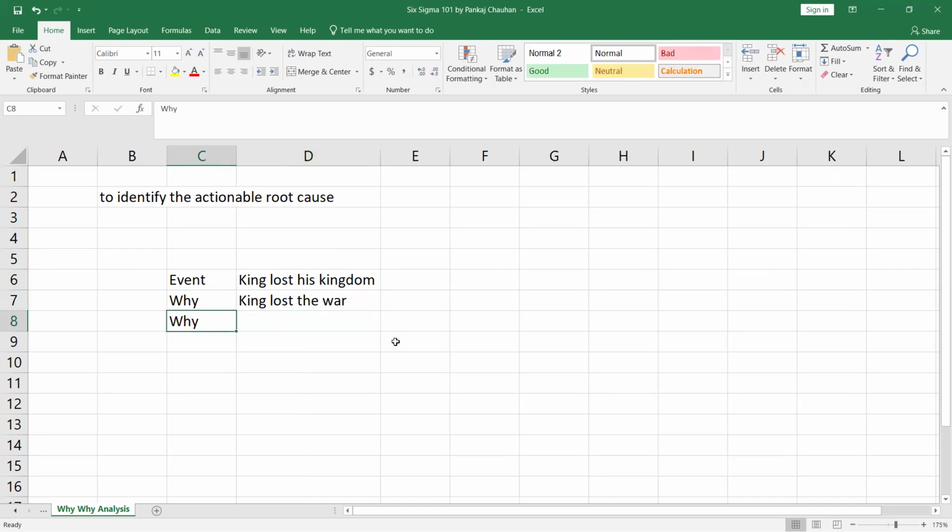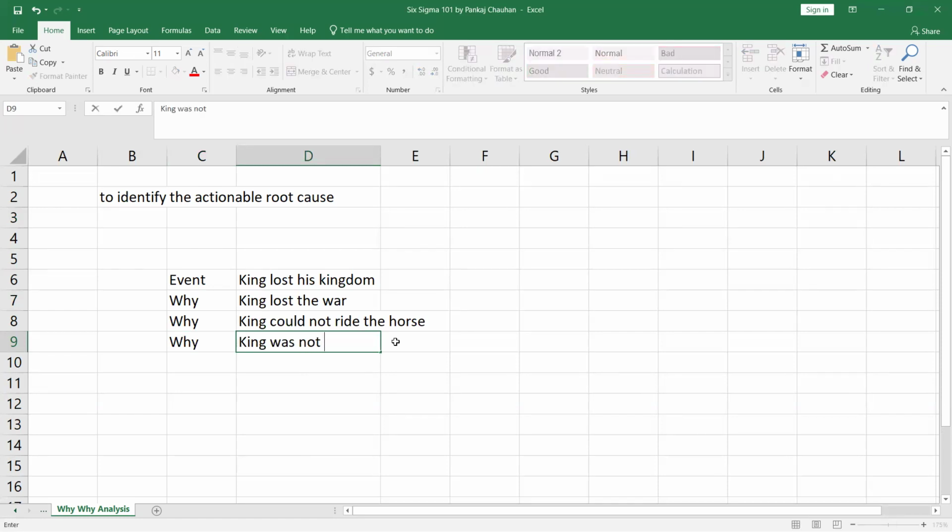Why did the king lose the war? Because the king could not ride the horse. Why could the king not ride the horse? Because the king was not wearing the shoe. And that's how the king could not ride the horse. Now the question is, why was the king not wearing the shoe? Because the shoe was loose on the king.